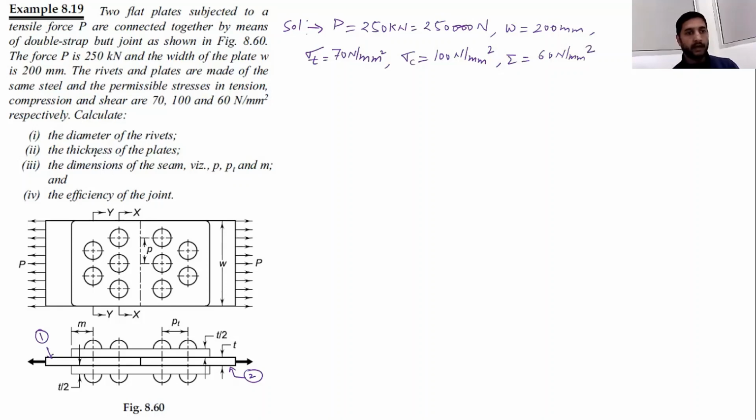Okay, D निकालना है आपको. Thickness of the plate T निकालना है हमें. Thickness इसमें given नहीं, पिछले वाले question में given था आपको. Dimensions of the seam P, PT, that is pitch, transverse pitch और margin यहाँ पे निकालना पड़ेगा. Efficiency of the joint, that is efficiency निकालना है आपको. So इस question में हमसे काफी कुछ पूछ लिया गया है. So it is an important question. देखिए इसको कैसे solve करेंगे. Let us try to find out the diameter of the rivet.